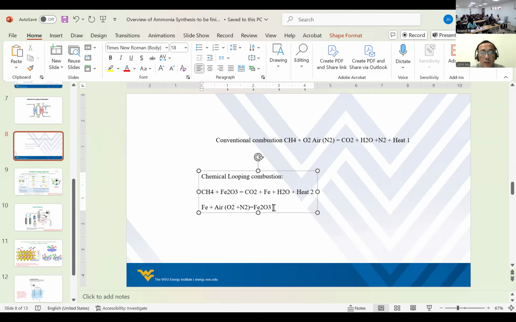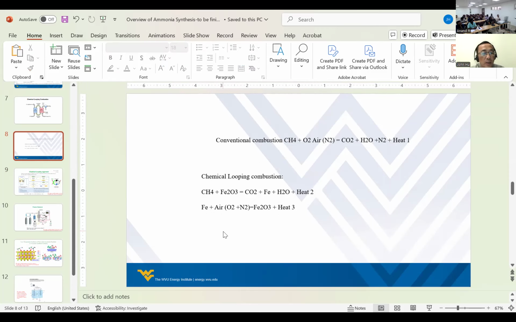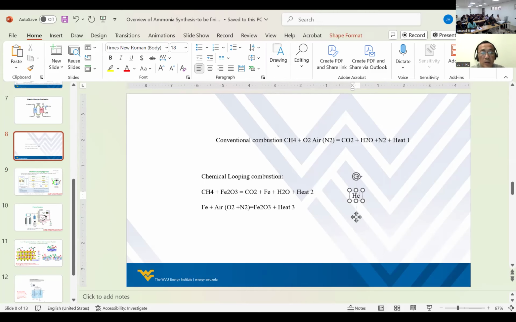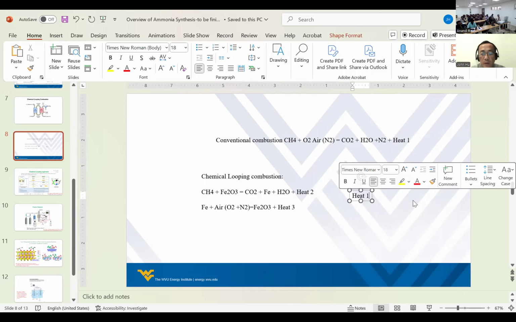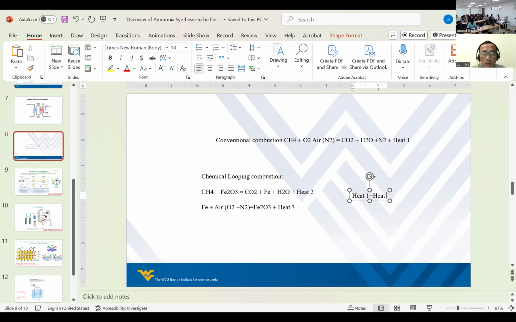Let's call it the plus heat 3. So basically, it's the same. So the heat 1, I'm sure you understand what I'm saying. So heat 1 equals, oh God, what's going on with my computer? Equals heat 2 plus heat 3.